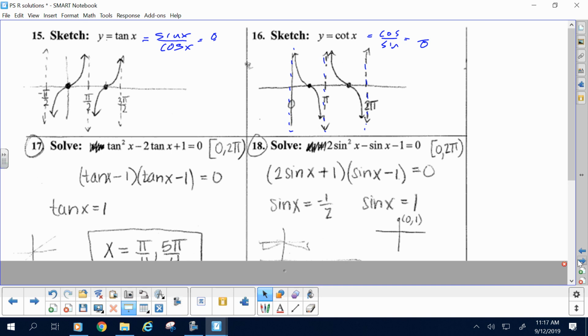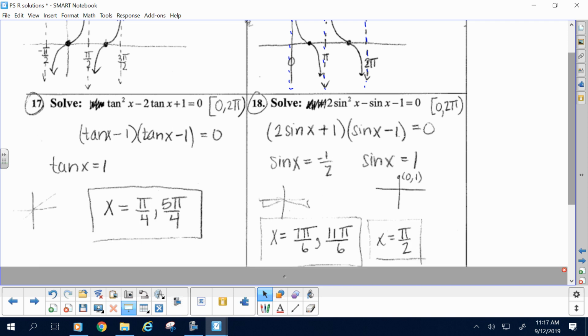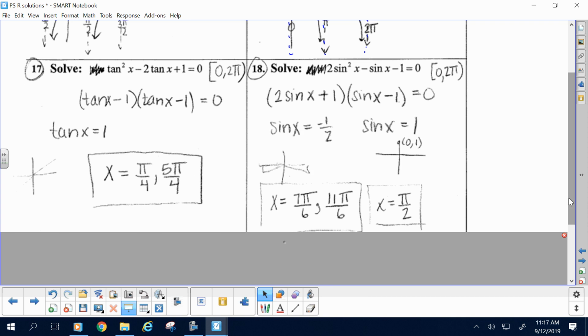Okay. 17, factor and solve. Let's just go all or none on that. Pi over 4 and 5 pi over 4. This one, should we go one for the solving and then one for the other? Yeah, let's just go one.